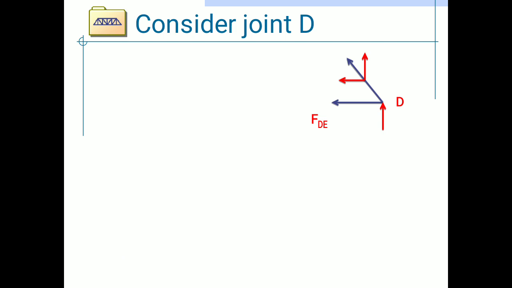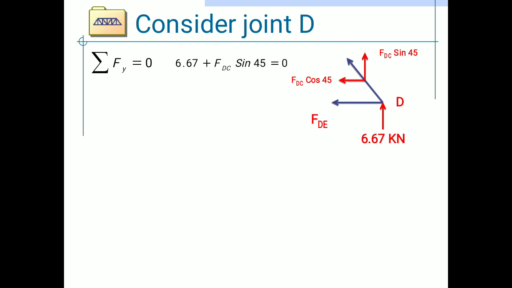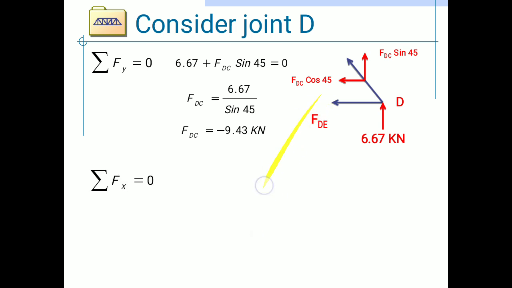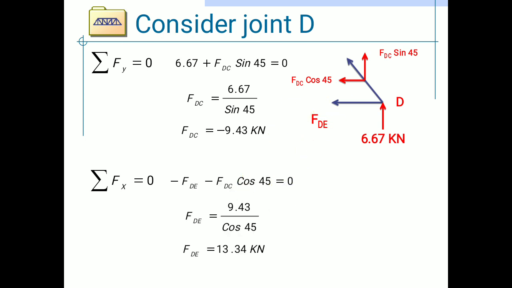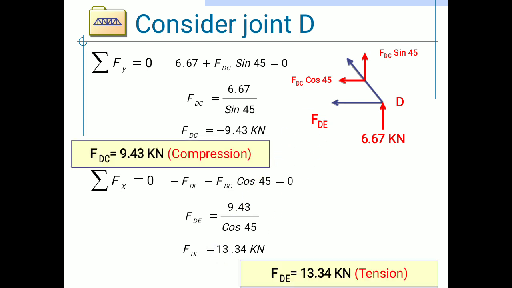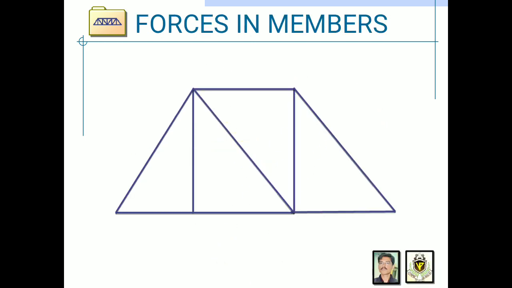Now consider joint D and calculate the force in member FDC. By applying summation Fy is equal to 0, we get the force FDC as minus 9.43 kN. The negative sign indicates compression in the member. Similarly, FDE is 13.34 kN. The final forces in the members are as shown in the figure.